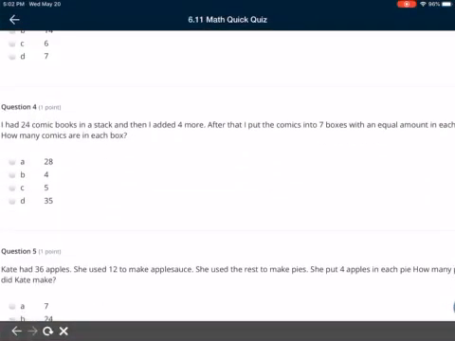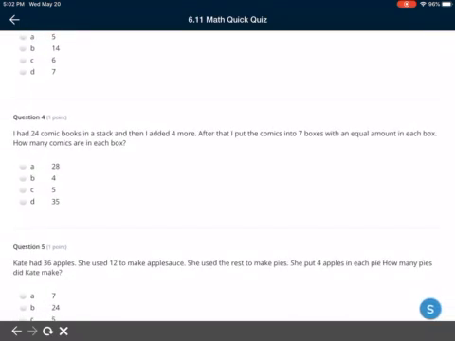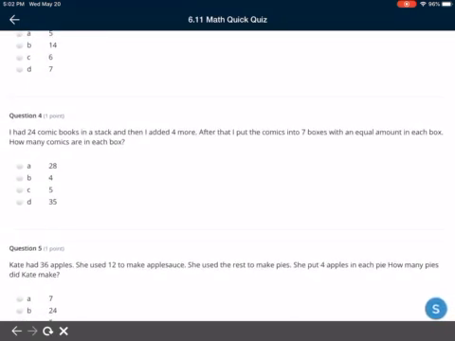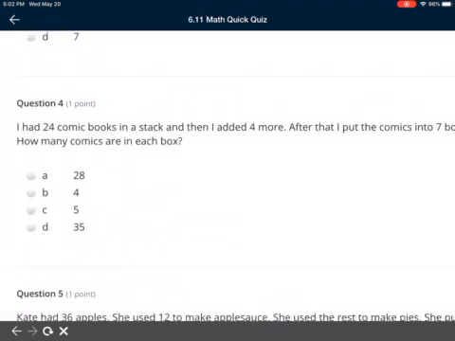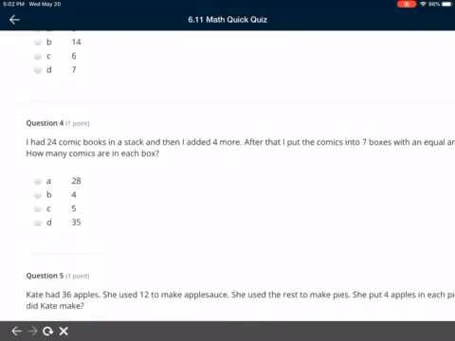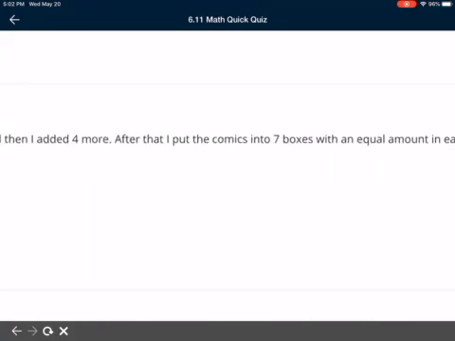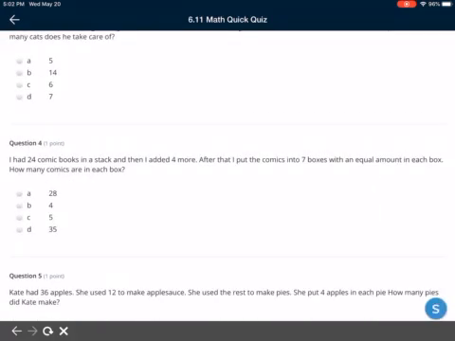Number 4, I had 24 comic books in a stack, and I added 4 more. After that, I put the comics into 7 boxes with an equal amount in each box. How many comics are in each box? So again, my last step question is how many comics are in each box? So I split them up into 7 boxes, but I first need to figure out, what's my first step question? What do I need to do first? Once I have my first step question answered, then I can do that second step.